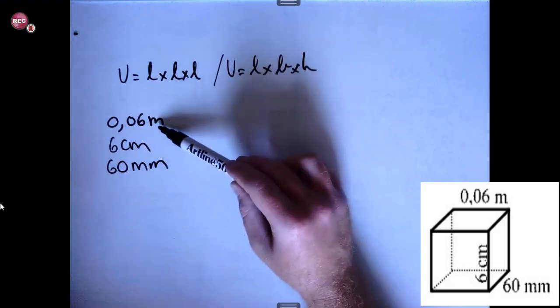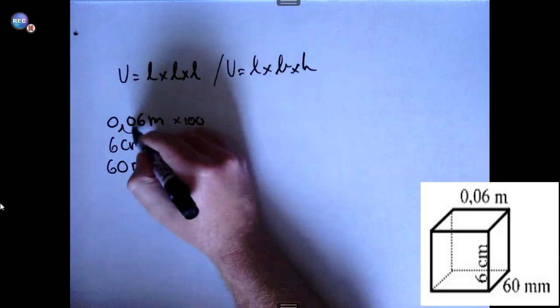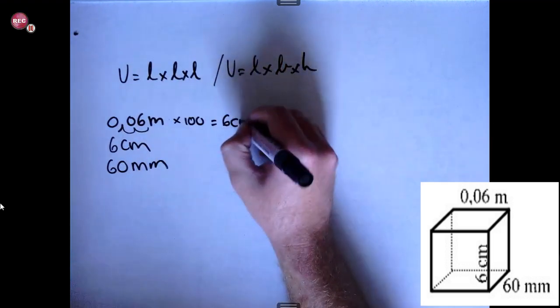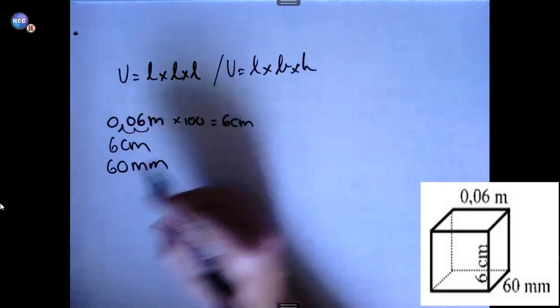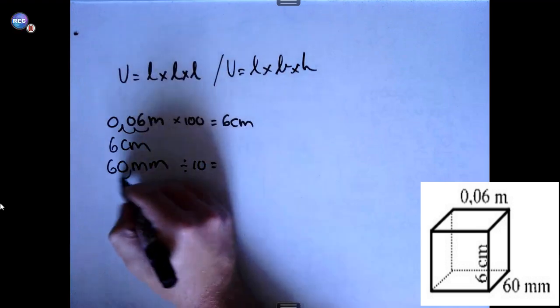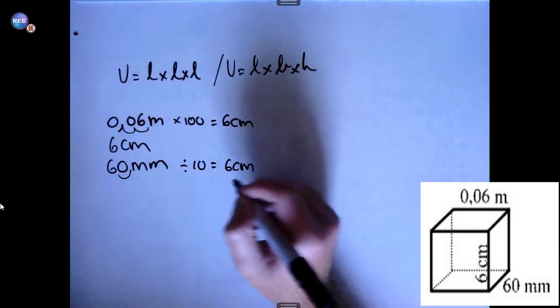So we're going to take the meters and multiply by 100. The comma will move 2 spaces to the right, and then you'll get that it's equal to 6 centimeters. With millimeters, we divide by 10. So we go from right to left, and that would also become 6 centimeters.